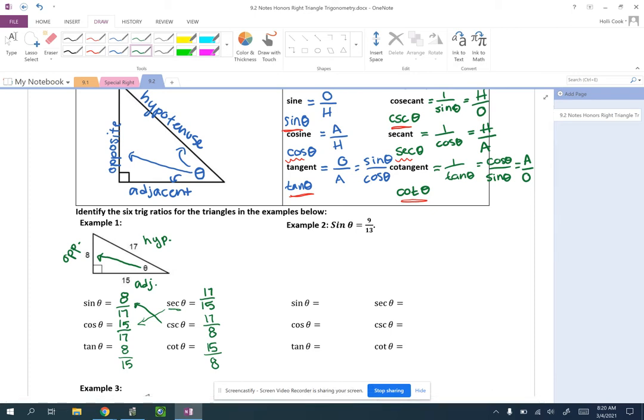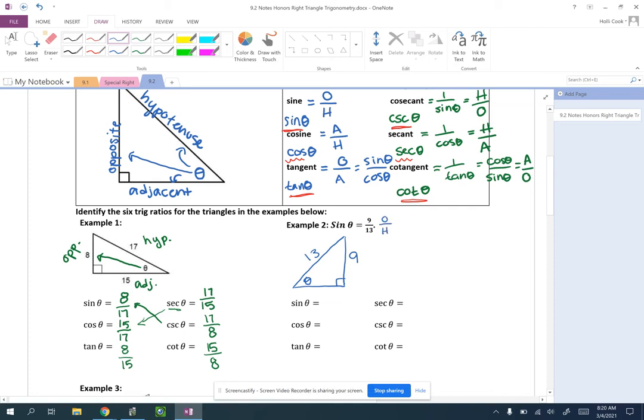Okay, now let's look at the next example. For this example, we're given the sine of theta equals 9 over 13. Now for this one, we're going to have to draw our own triangle. It doesn't matter which angle you put the theta in, so I'm just going to put it in the bottom. And if our sine is 9 over 13, we know sine is opposite over hypotenuse, so that means we can label our opposite side as 9 and our hypotenuse as 13, right?